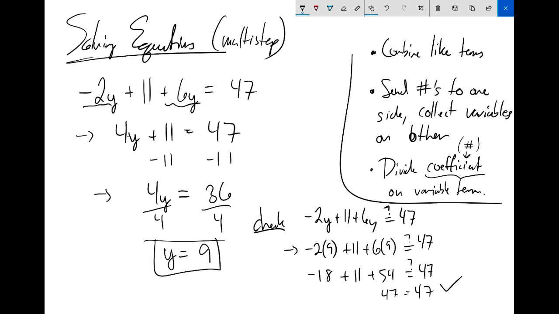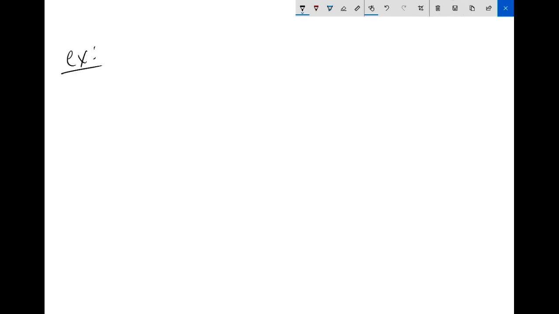Okay. Sound good? Okay. So you may run into situations where the variables appear on both sides of the equation, which is not a problem. So let's say that we had something like 5x plus 6 equals negative 3x plus, I don't know, doesn't really matter, let's go with 8 or something like that.